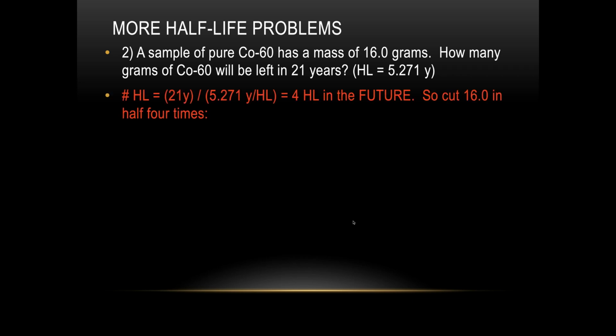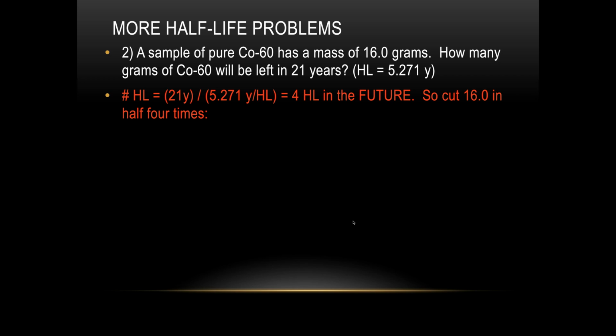Well, the first thing we do is we take that 21 years and we divide it by 5.271 years per half-life. Make sure you round to the nearest whole number. When you take a college course in this, you'll be able to do fractional half-lives, but for now, we're going to keep it simple. 21 years would be 4 half-lives, and it says how many will be left in 21 years, and that means 21 years from now. So that means 4 half-lives into the future.